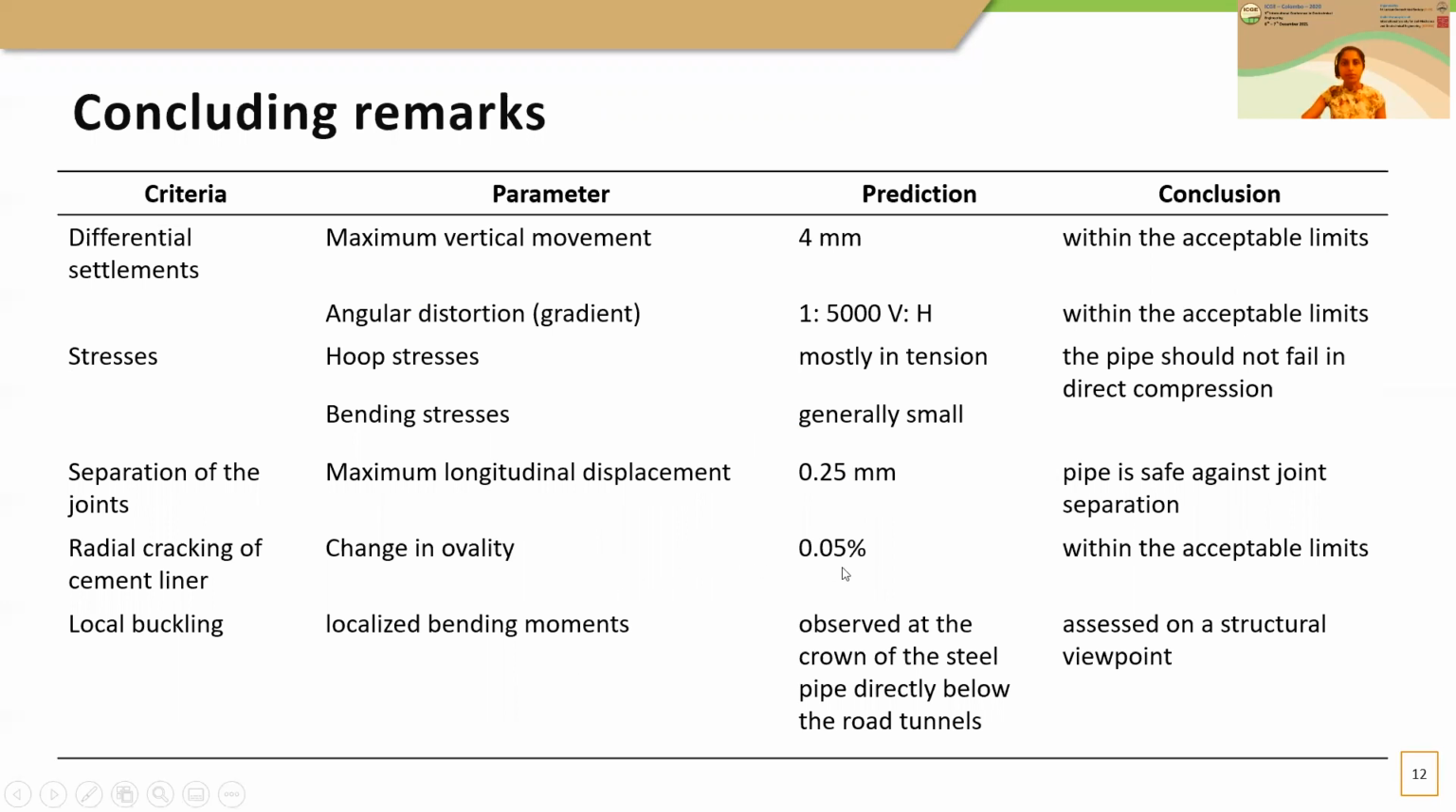The change in ovality was only 0.05%, which gives us a measure of whether the concrete is going to crack or not. According to this result, the concrete will not crack in the radial direction. The only thing that caused an alarm was local buckling, because the bending moments were quite high at the crown of the tunnel. As a result, we sought support from our structural group to have a closer look and assess the tunnel for local buckling. So that's the outcome of our study.